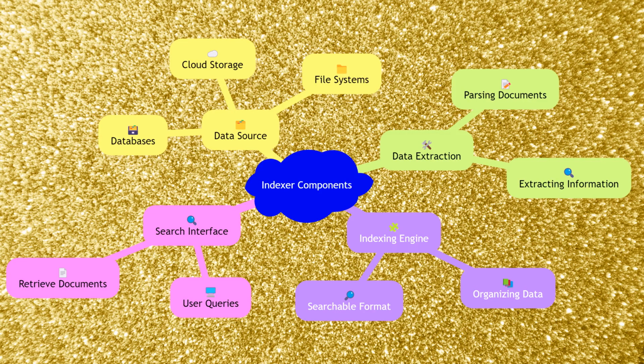An indexer typically consists of several key components: the data source, the data extraction mechanism, the indexing engine, and the search interface. The data source can be any repository of documents, such as databases, file systems, or cloud storage. The data extraction mechanism is responsible for parsing the documents and extracting relevant information. The indexing engine then organizes this information into a searchable format. Finally, the search interface allows users to query the index and retrieve the desired documents. Each of these components plays a crucial role in the overall functionality of the indexer.